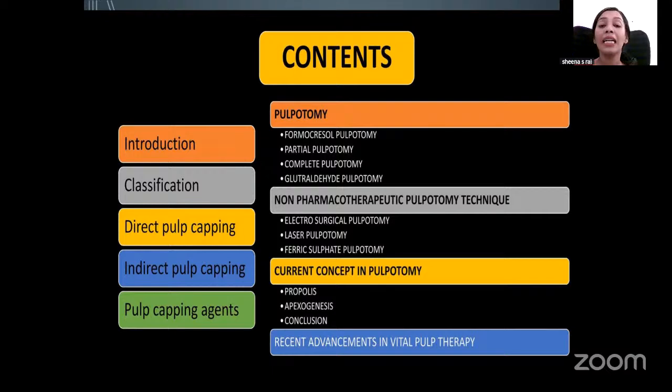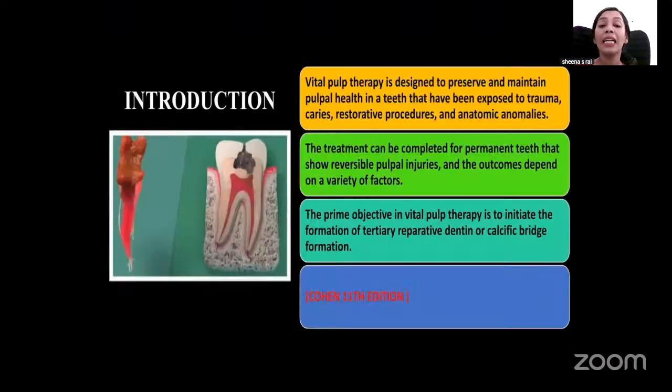So what is pulp therapy? In this slide, the main important point that you need to take is that when the pulp gets infected, we normally do a root canal treatment where the pulp becomes non-vital or the tooth becomes non-vital. In this procedure, we try to maintain the vitality of the pulp, so that there will be certain reparative dentine being formed.